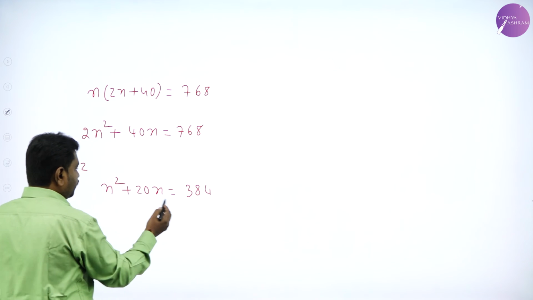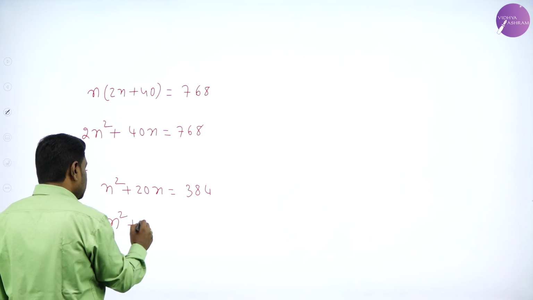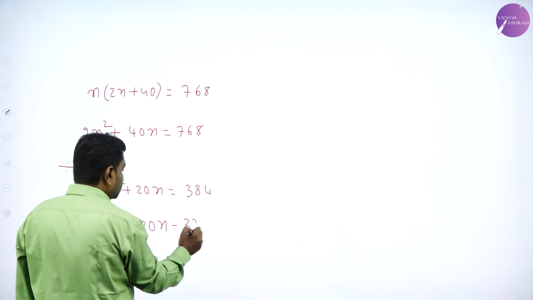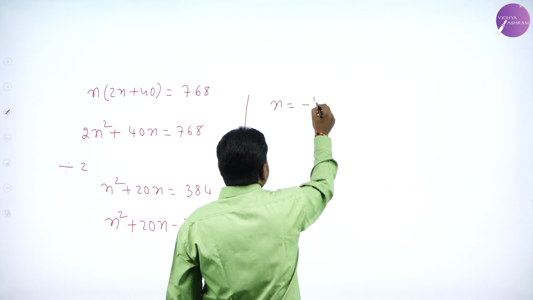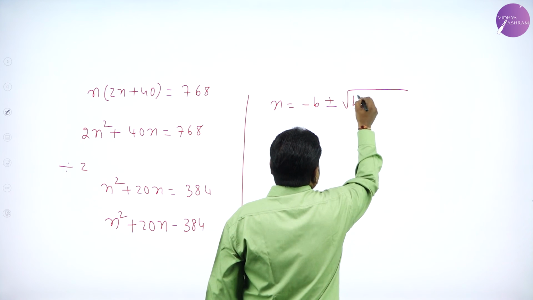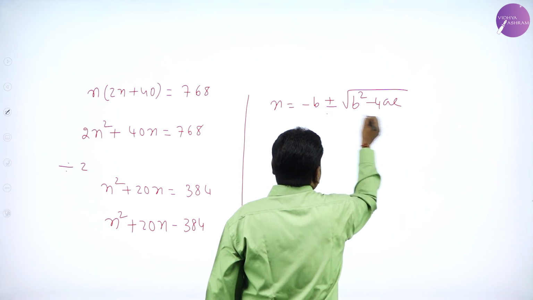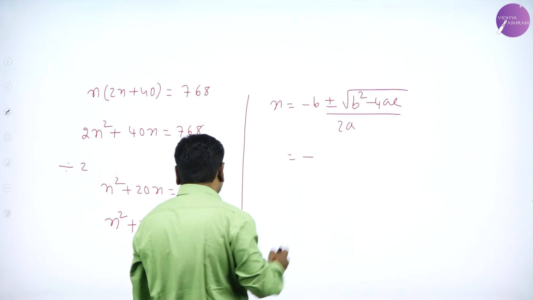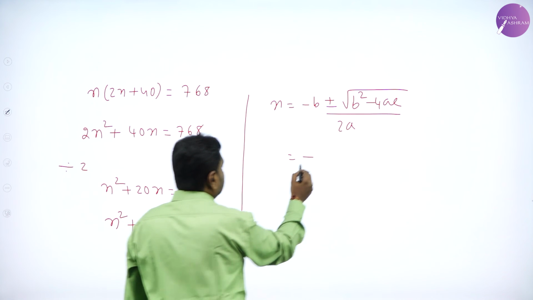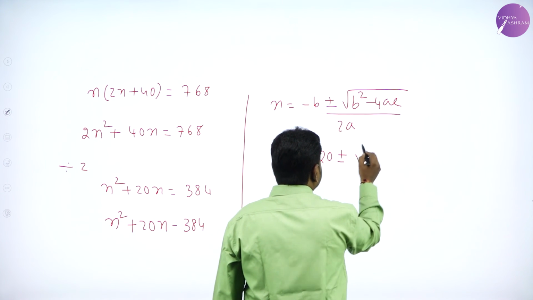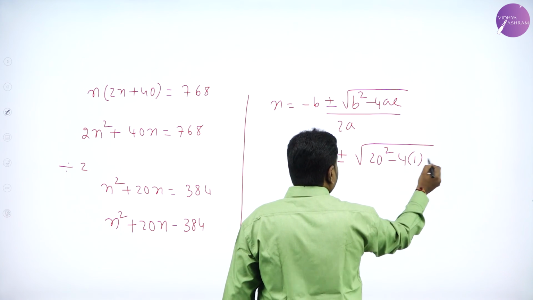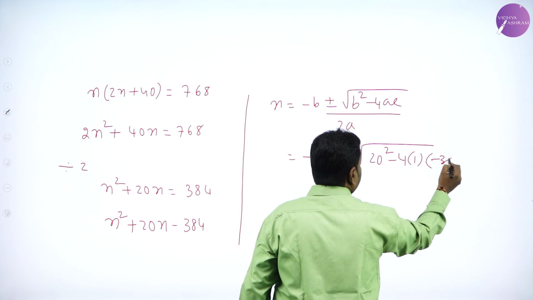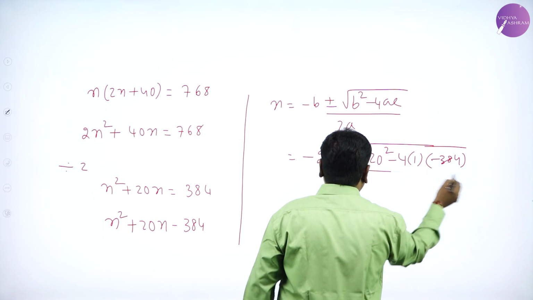Now factorizing this is a little difficult. So instead of factorizing, you can do the formula method. What is the formula? Instead of x we have n, n is equal to minus b plus or minus root of b square minus 4ac by 2a. So minus b means minus the coefficient of n. What is the coefficient of n? 20. So minus 20 plus or minus root of 20 square minus 4ac. What is a? 1. What is c? Minus 384. So now multiply this carefully and divide by 2a.